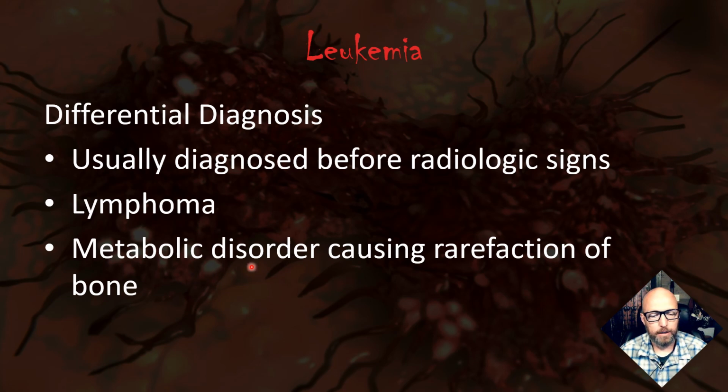Other types of metabolic disorders. Another lecture I have is going to talk about metabolic and endocrine disorders, things that are more generalized, and they tend to cause a generalized appearance change of bone. And so leukemia is a little bit more isolated, but I guess those could appear similar.